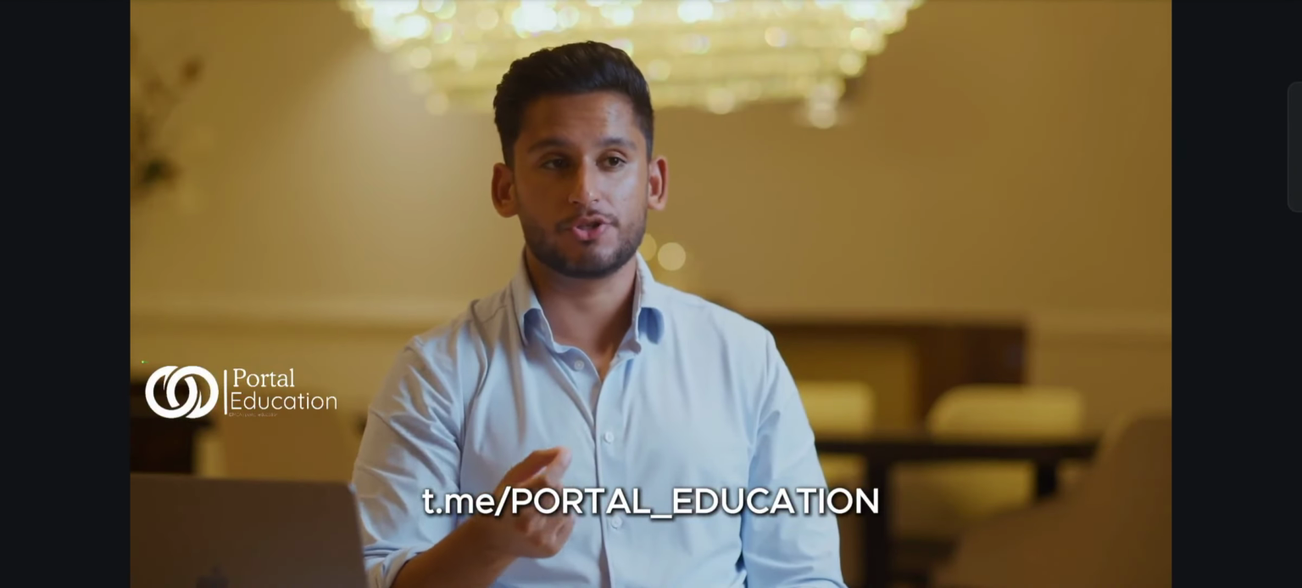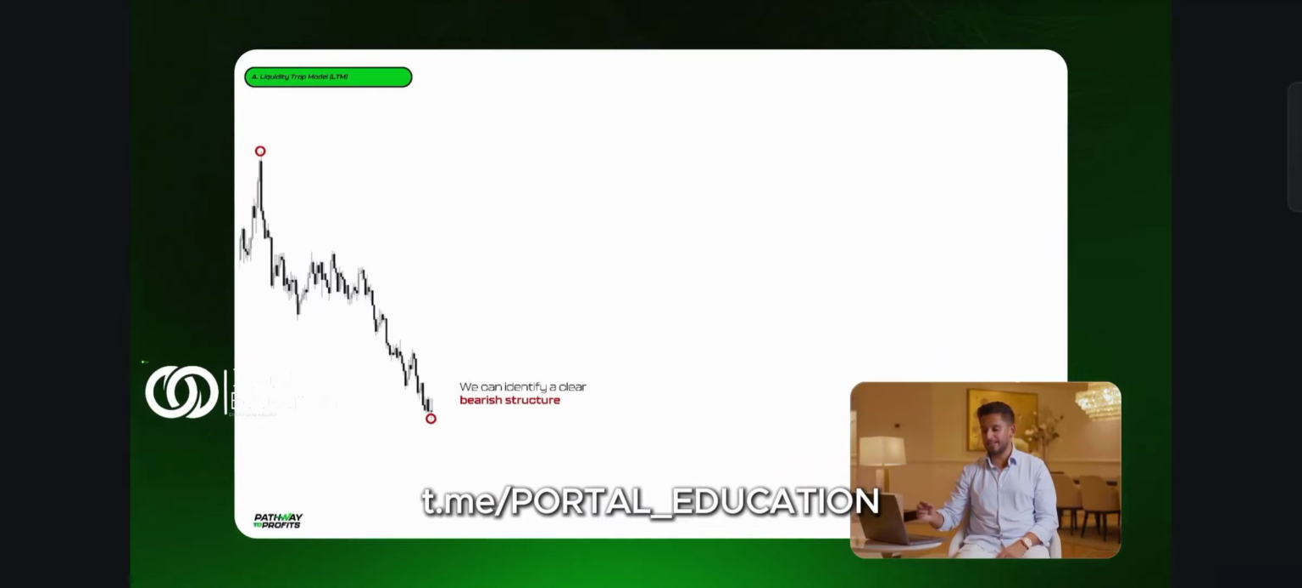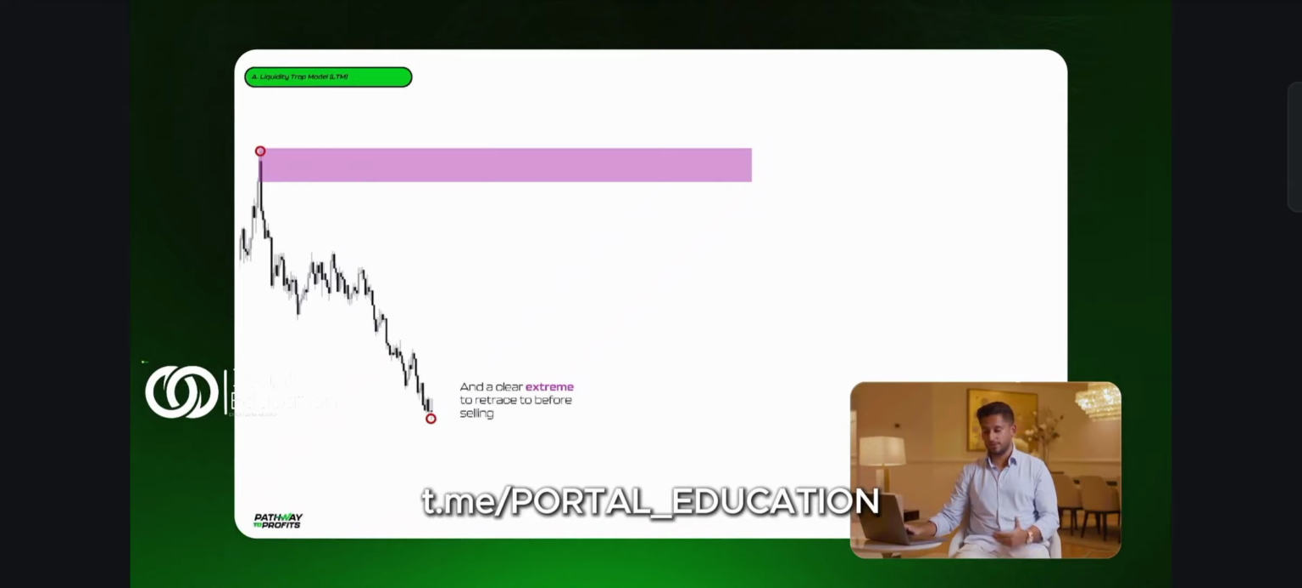Example, and this will be with the breakup structure. First of all, we identify a bearish trend. So here we have a clear bearish market structure where we have a high in the market that went on to make a low. Then we mark out our points of interest. Therefore, in this case, we mark out the extreme. That is our supply zone that we are going to be looking to sell within.